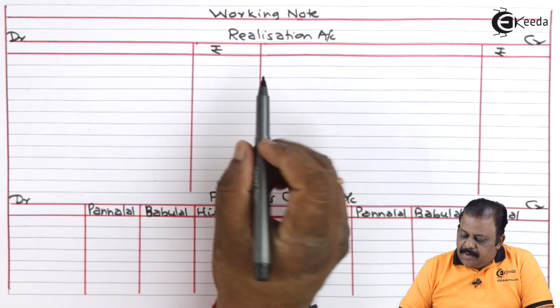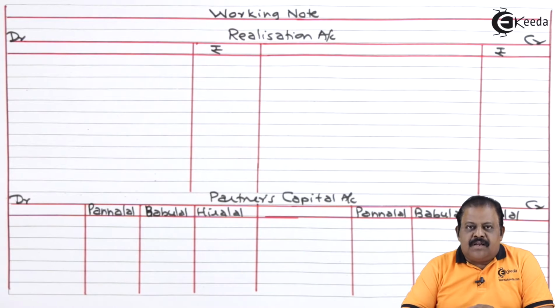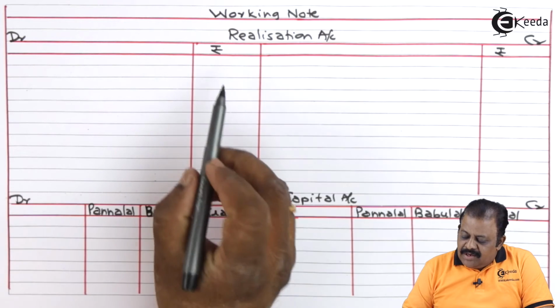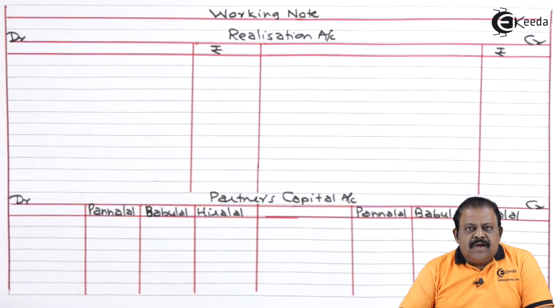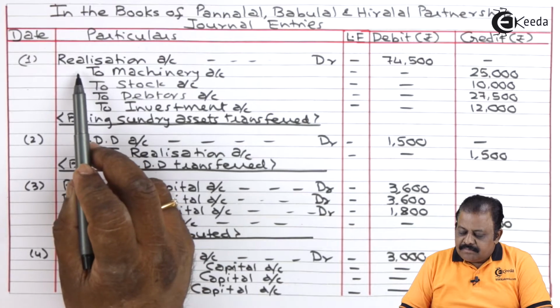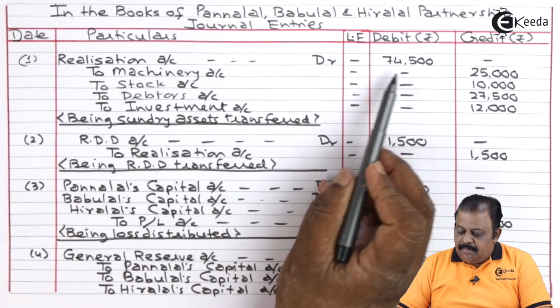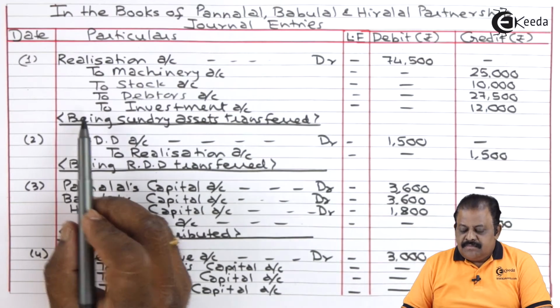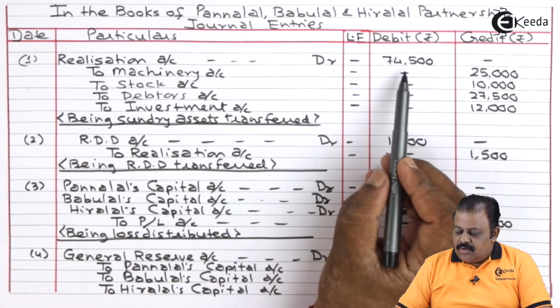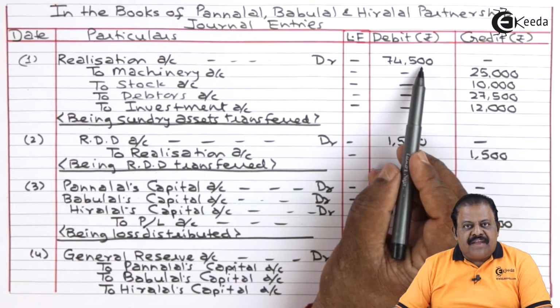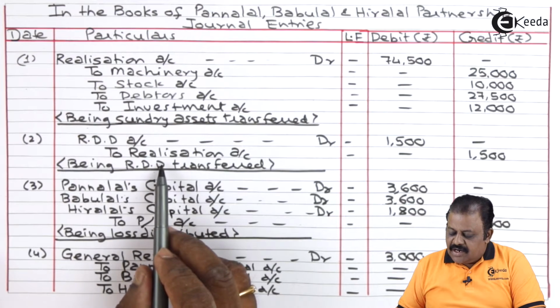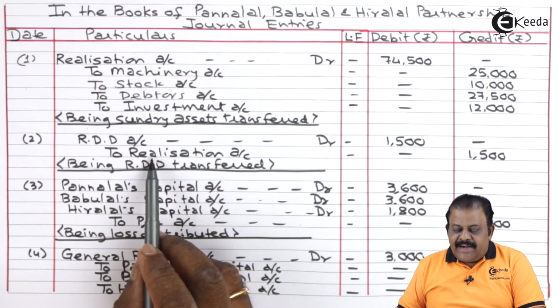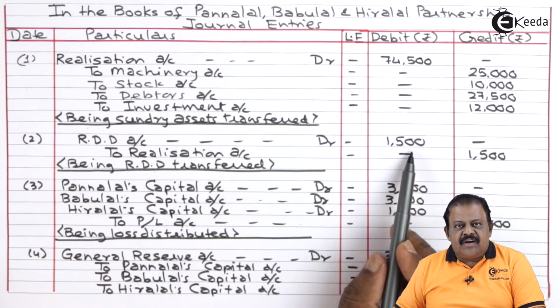In the working note, we have prepared the realization account and partners capital account. We'll be entering only amounts in the amount column and nothing will be recorded in the particular column, because we are interested in just finding the balancing figures of these accounts. First entry, realization account debit to various accounts. This is for transfer of assets. This will be posted to the debit of realization account with full value 74,500. RDD to realization account. This will be posted to the credit of realization account 1,500.